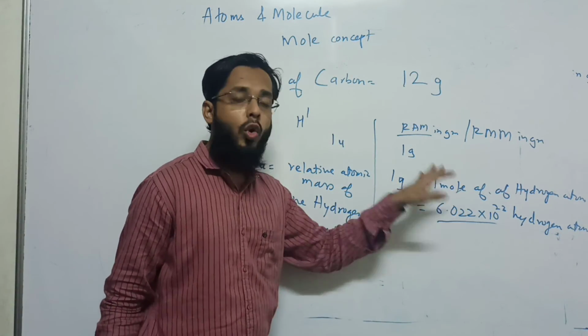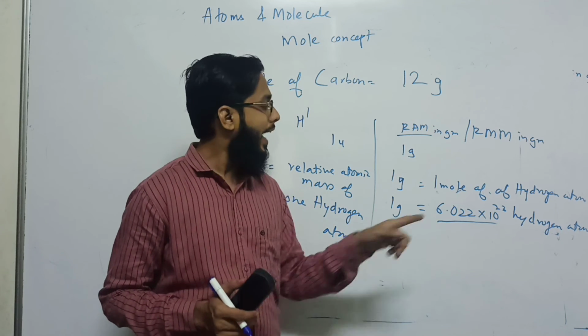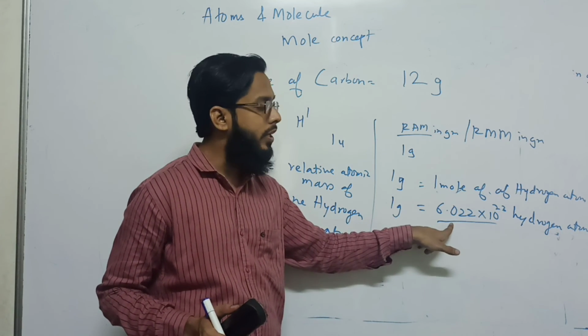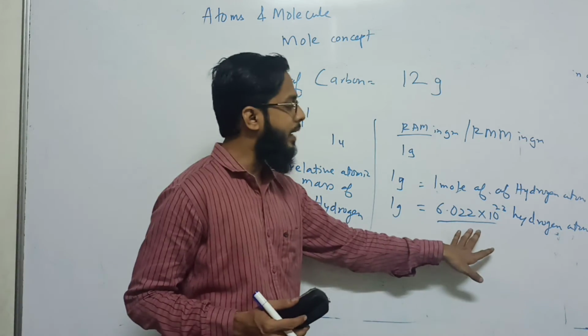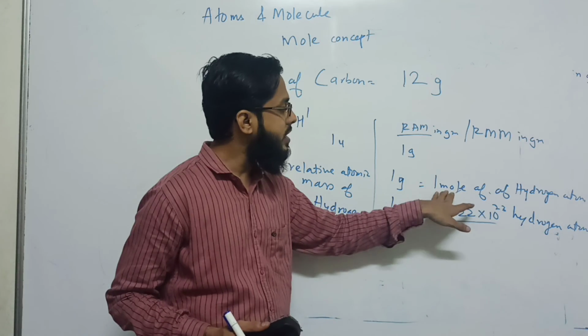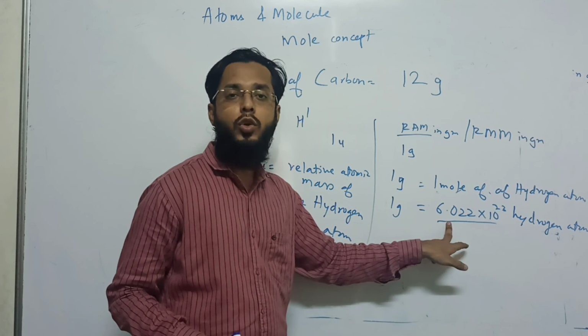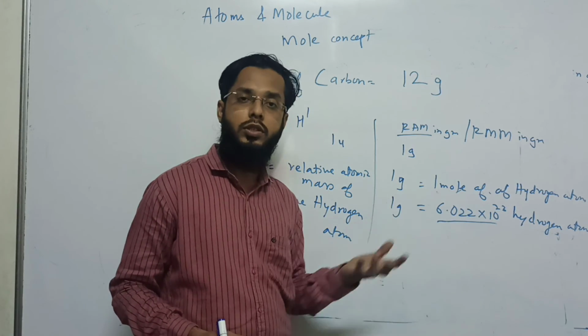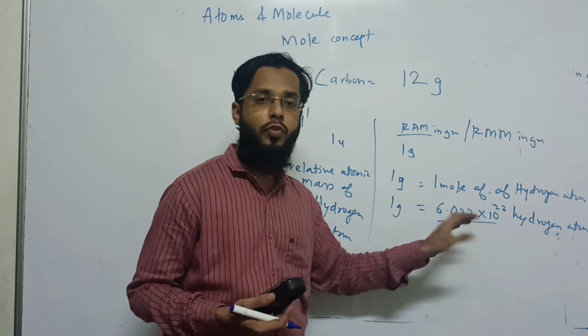Wherever it is, 1 mole will always be equal to the molecular weight in grams, and 1 mole will always have 6.022 into 10 to 23 particles. It can be anything. If we say 1 mole of books, then it will be 6.022 into 10 to 23 books. If we say 1 mole of carbon, or 1 mole of dusters, it will be this much.